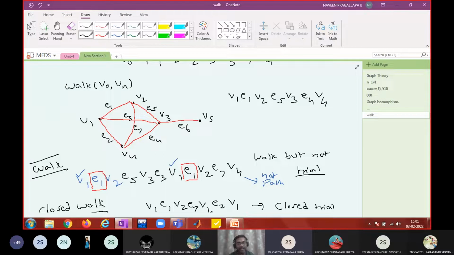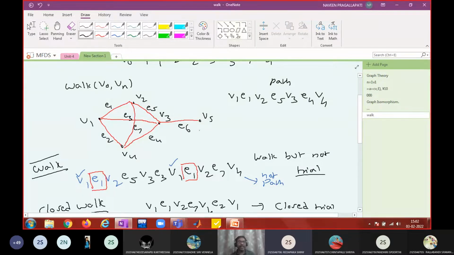Can you have a graph with repeated edges but non-repeated vertices? Can you have that? When I say a graph has distinct vertices, automatically it will have distinct edges. So this is an example of a path, in which vertices are distinct and edges are also all distinct. So this is a path.